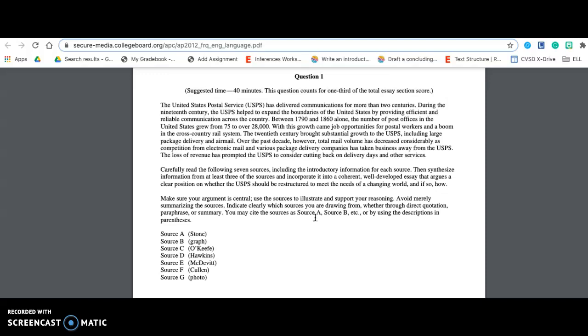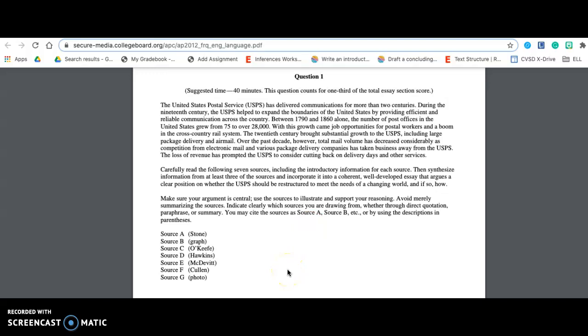Over the past decade, however, total mail volume has decreased considerably as competition from electronic mail and various package delivery companies has taken business away from the USPS. The loss of revenue has prompted the USPS to consider cutting back on delivery days and other services. Carefully read the following 7 sources, including the introductory information for each source. Then synthesize information from at least 3 of the sources and incorporate it into a coherent, well-developed essay that argues a clear position on whether the USPS should be restructured to meet the needs of a changing world, and if so, how. Make sure your argument is central.